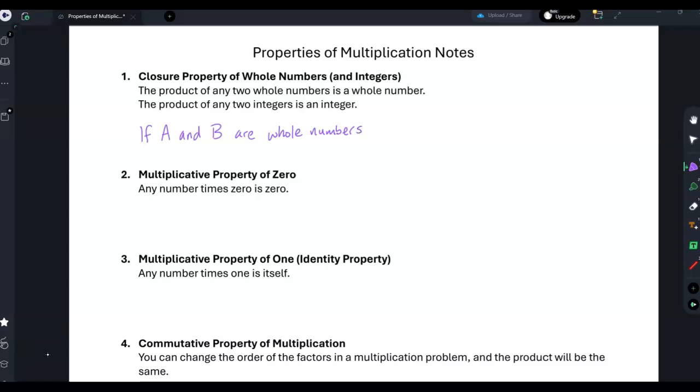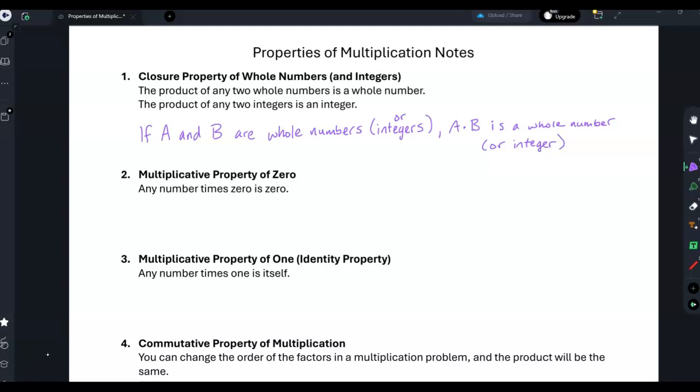However, this also holds for integers. So we know integers are just whole numbers with some negatives included as well. So we could say, or integers. And so then if we multiply A times B, if we're talking about A and B being whole numbers, then A times B is a whole number. But if we're talking about A and B being integers, then A times B is an integer.